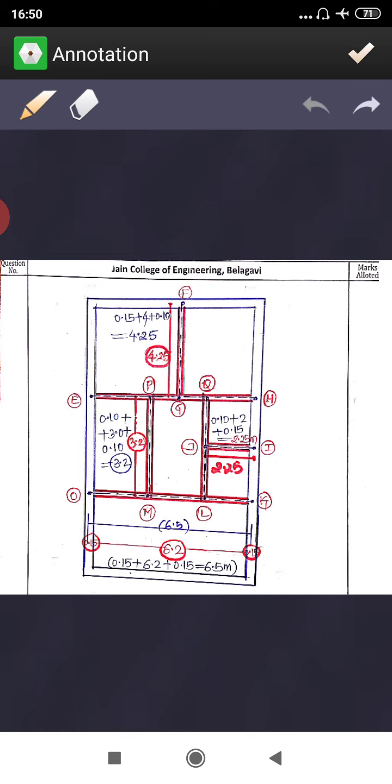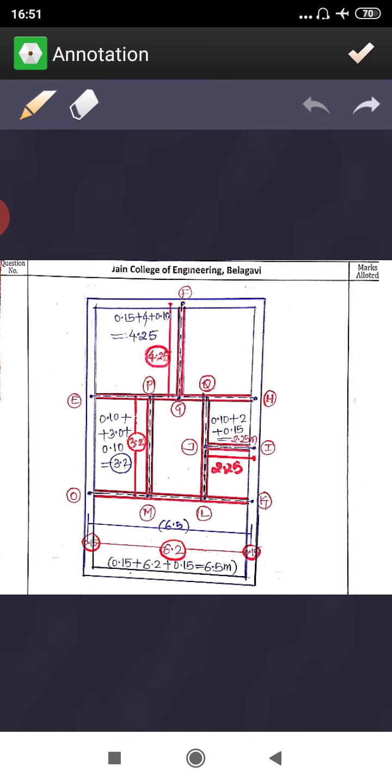See, this line EH and line OK are of the same length, and it is 6.5 meter center to center distance. Then FG is 4.25. Now how did I get that 4.25? See here, half of the wall thickness here is 0.15, then I have added 4 meter in to in distance, then half of the wall thickness here. So here you will have 30 centimeter wall thickness, here you will have 20 centimeter wall thickness. So half of 30 centimeter is 0.15 and half of 20 centimeter is 0.10. So that is going to be 4.25.